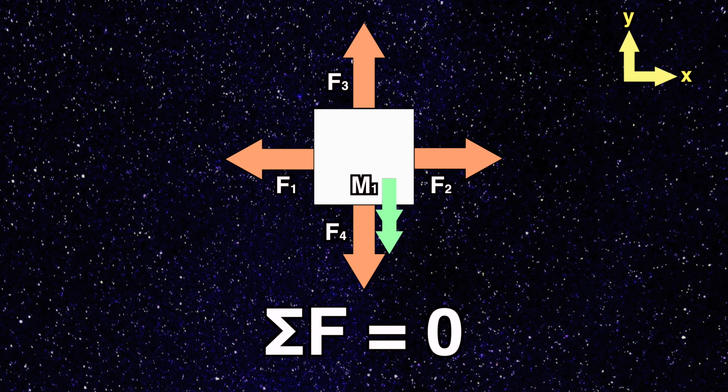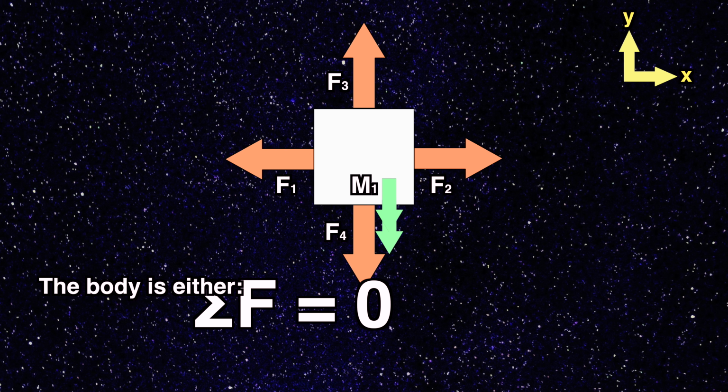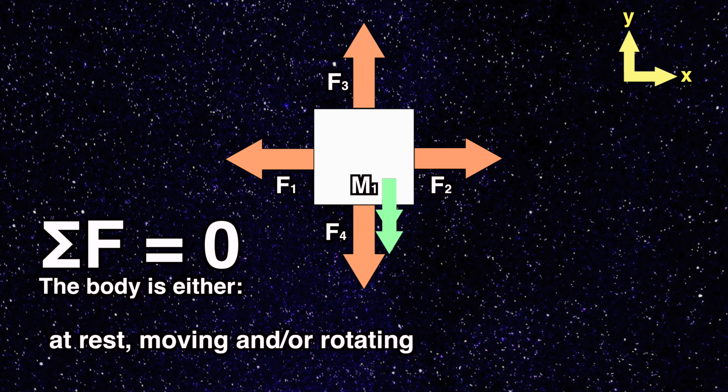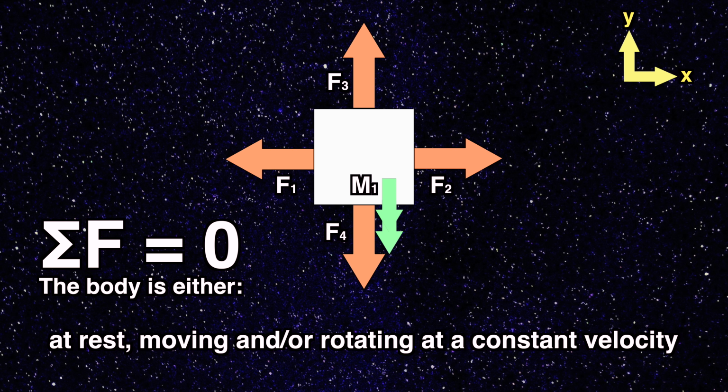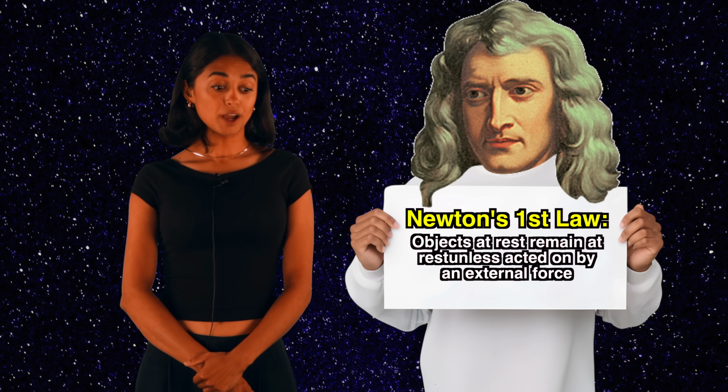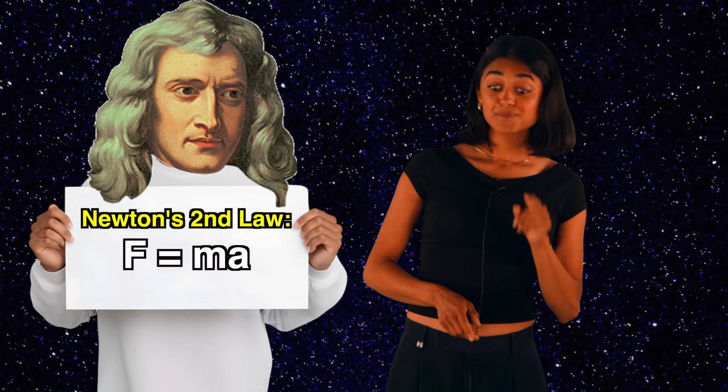In an analysis, a free body diagram is used by summing all forces and moments. When the sum of all forces and moments is zero, the body is either at rest, moving, and/or rotating at a constant velocity, as stated in Newton's first law. If the sum is not zero, then the body is accelerating in a direction or about an axis, according to Newton's second law.